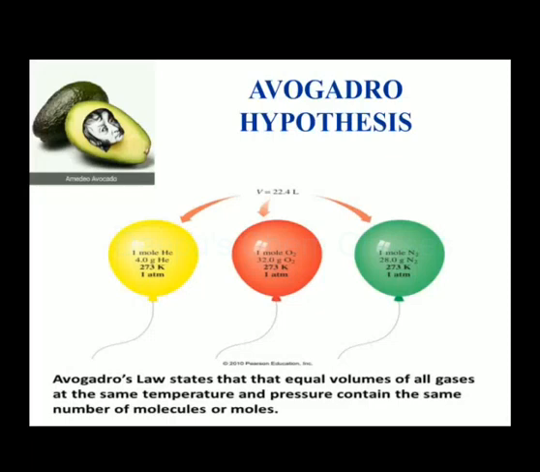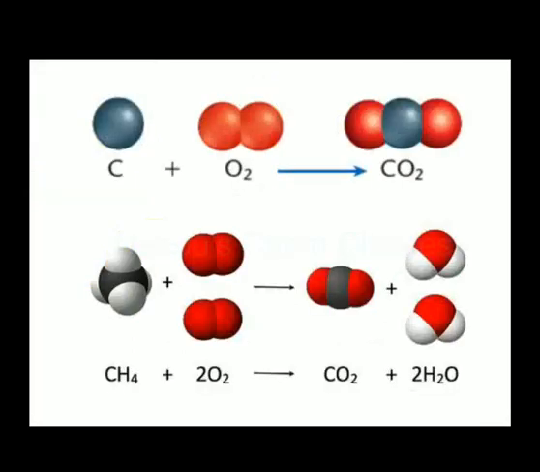According to the Avogadro law, equal volumes of all gases at the same temperature and pressure contain the same number of molecules or moles. So he equated equal volume to equal molecules. That is the Avogadro law. Let us see examples. We are going to see 2 equations. One is carbon plus oxygen gives carbon dioxide. The other equation is CH4 plus 2O2 gives CO2 plus 2H2O, that is methane plus oxygen gives carbon dioxide plus water.